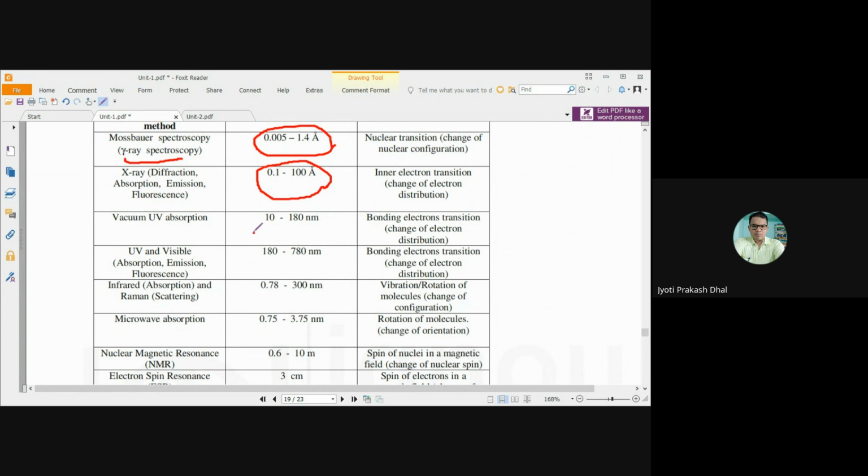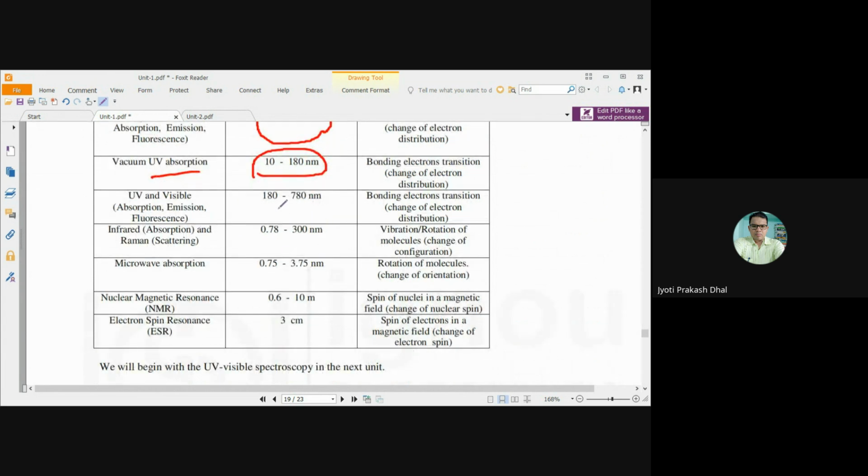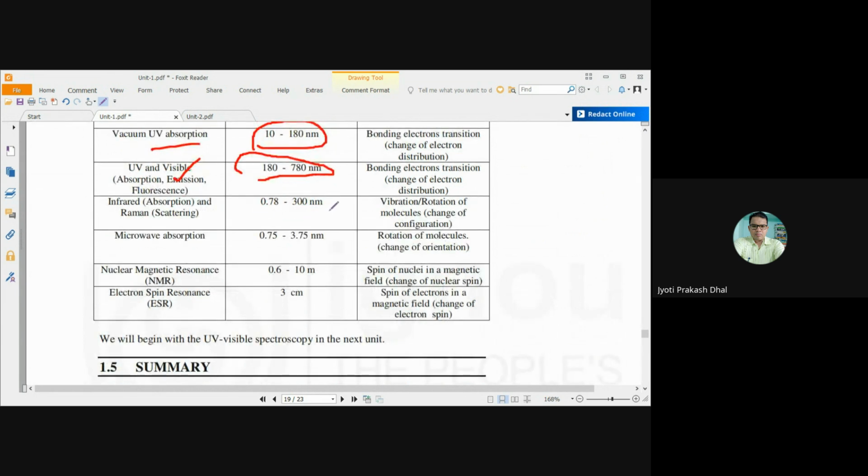Similarly, if the sample under investigation interacts with electromagnetic radiation in the range 10 to 180 nanometer, then UV absorption spectra will be there. And if the sample interacts with EM radiation of 180 to 780 nanometer, then UV and visible absorption, emission or fluorescence will be there. And if the sample interacts with electromagnetic radiation of wavelength range 0.78 to 300 nanometer, then absorption and scattering will be there.